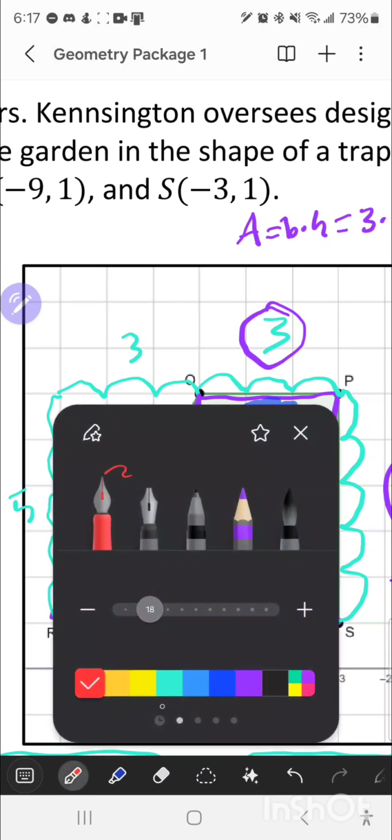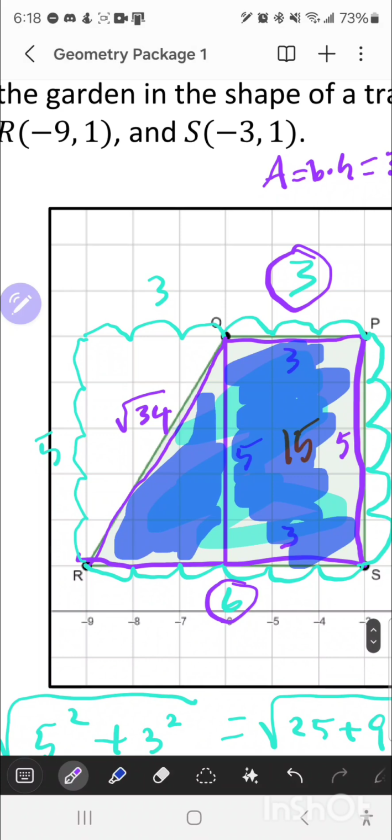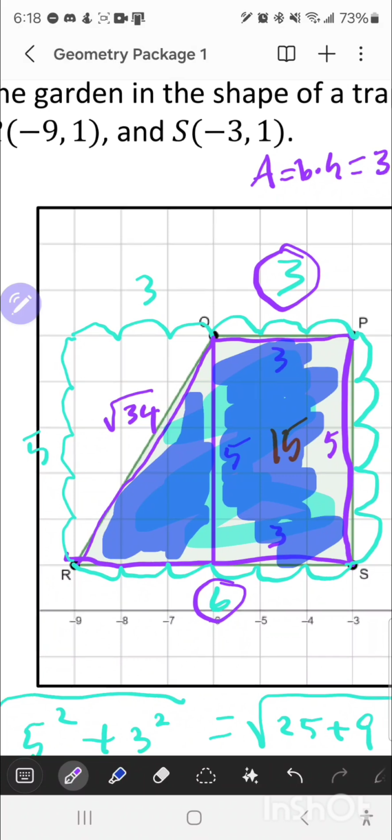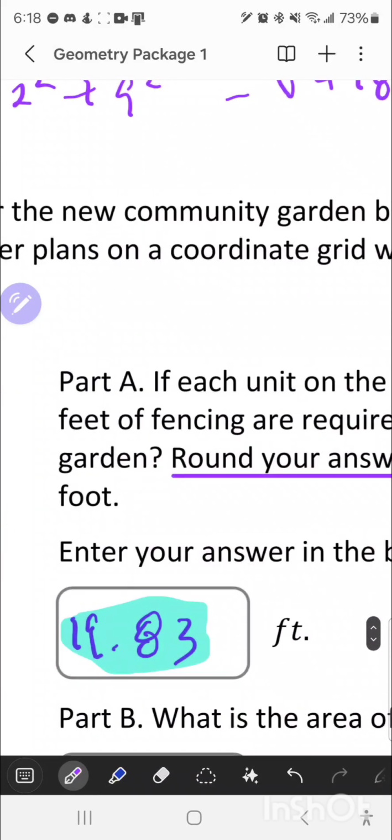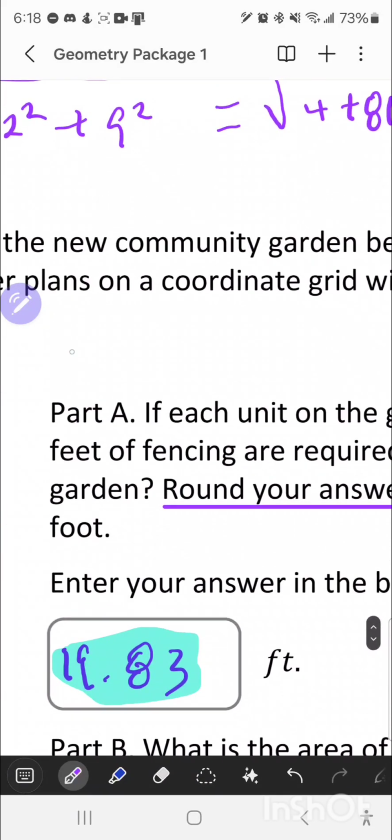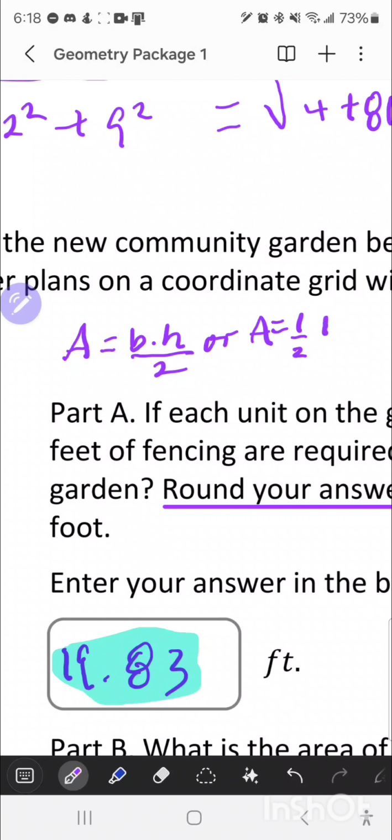You will say, okay, I need my area formula. First, I'm going to start with that. My formula for the area of the triangle is equal to base times height divided by 2, or area equals 1/2 of base times height. Either way, you're going to get the same answer. Use whatever you feel more comfortable with.